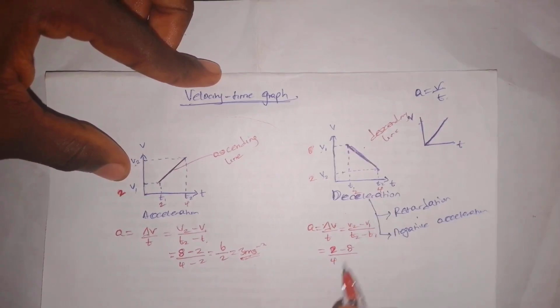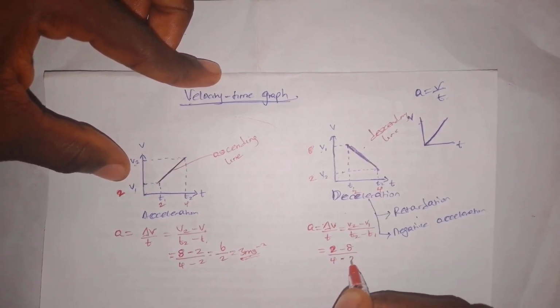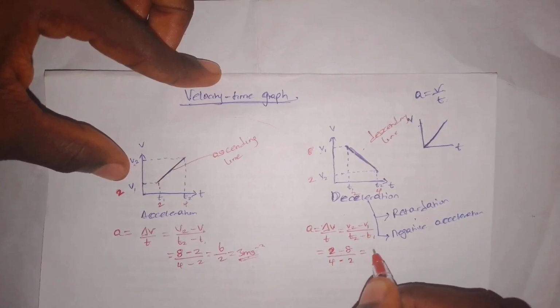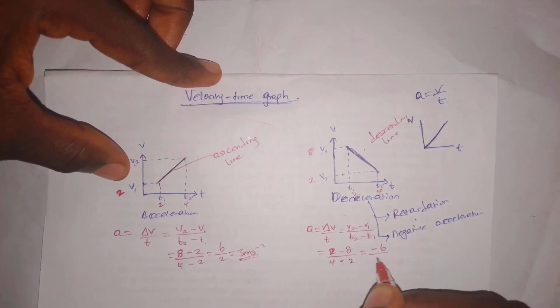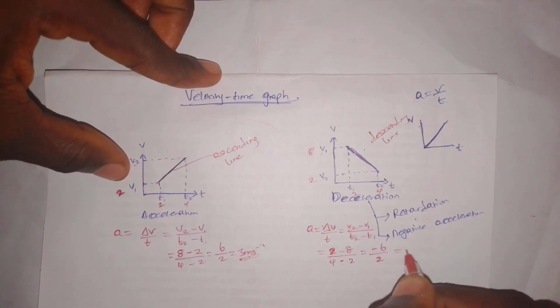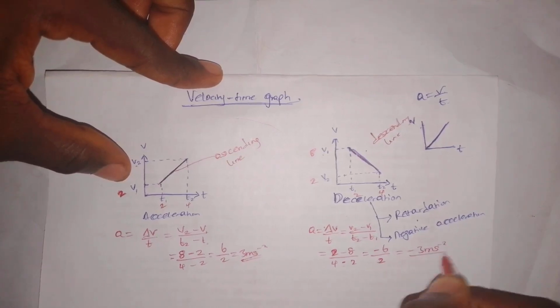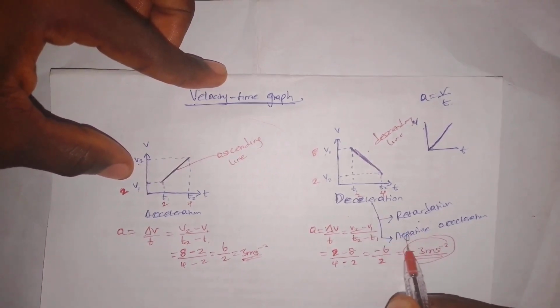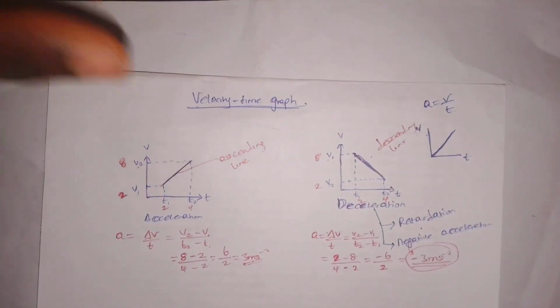Then our T1 is 2. Subtracting this one will give us 2 minus 8, which gives us minus 6. 4 minus 2 gives us 2. Minus 6 divided by 2 gives us what? Minus 3 meters per second squared. It shows that this one is talking about deceleration. This is why they call it negative acceleration.